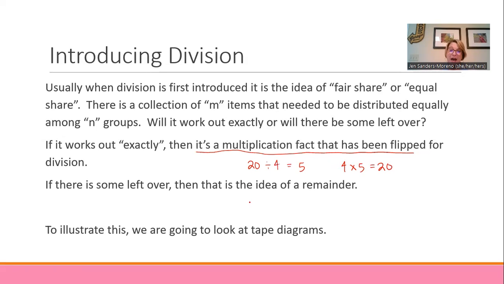Whereas if I have 20 and I divide it between 3 people, we are going to get a remainder. This is saying there's no whole number that when I multiply it by 3, I get 20. So this is not going to happen. That's the difference between problems that have a remainder and those that don't. If they don't, they're a flipped multiplication table fact.